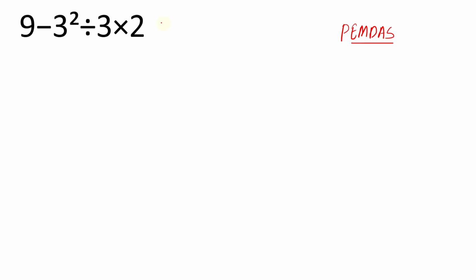Here we can see there are no parentheses, so we will go for the exponent part, because after parentheses, the next preference is given to exponents. Here we can see 3 square is written, which is nothing but 3 times 3, which equals 9. So we can write 9 in place of this 3 square. When we rewrite our question, it is 9 minus 9 divided by 3 times 2.